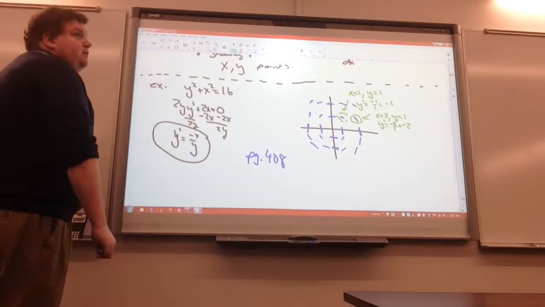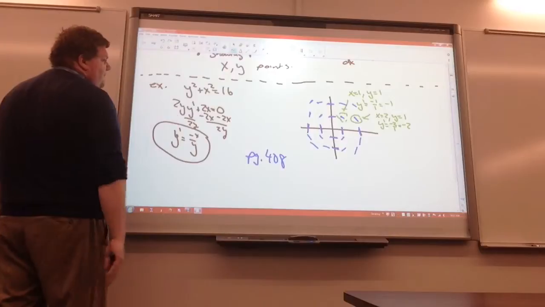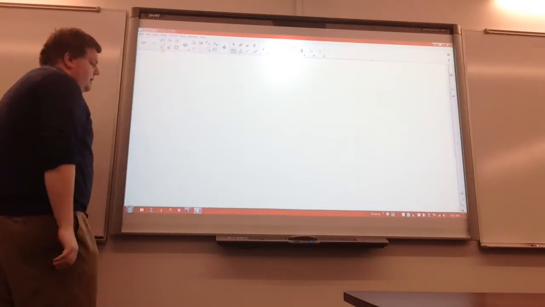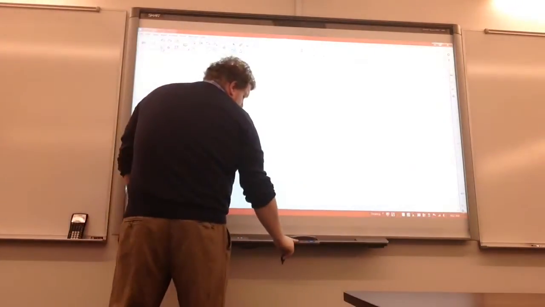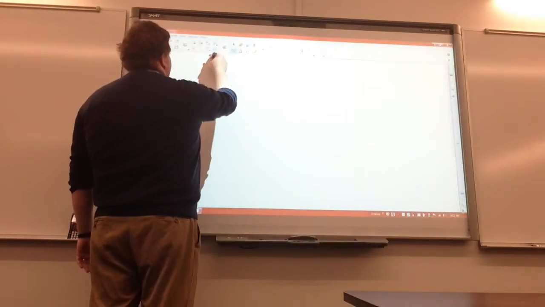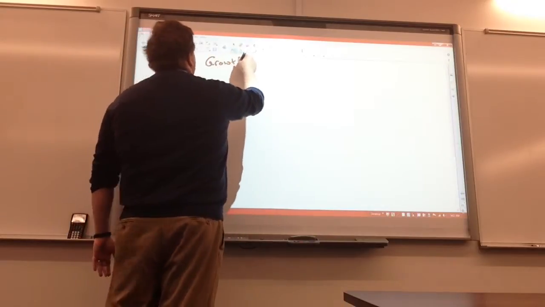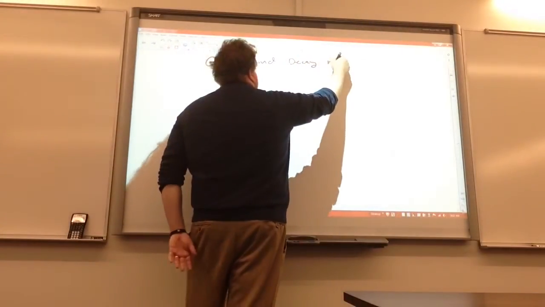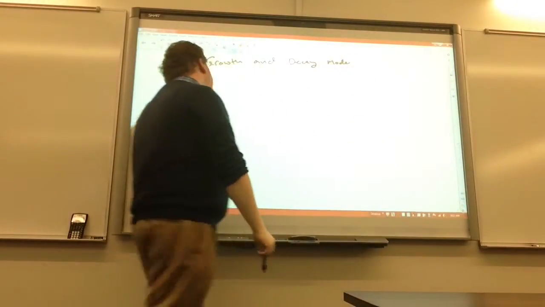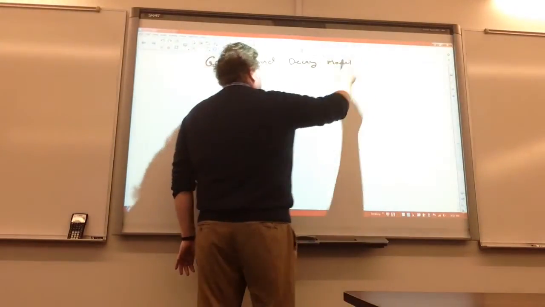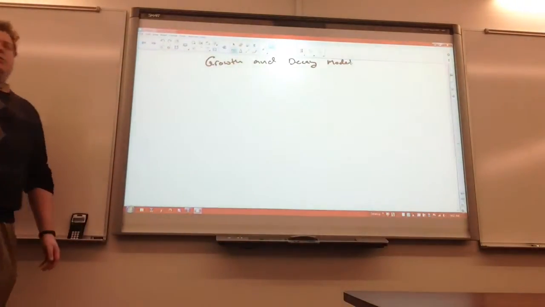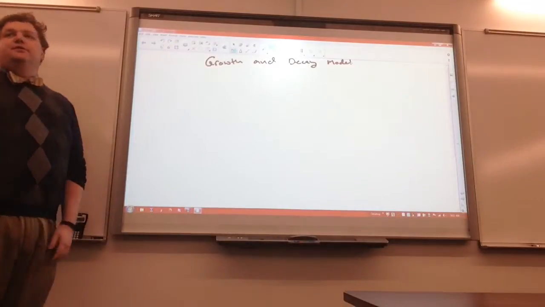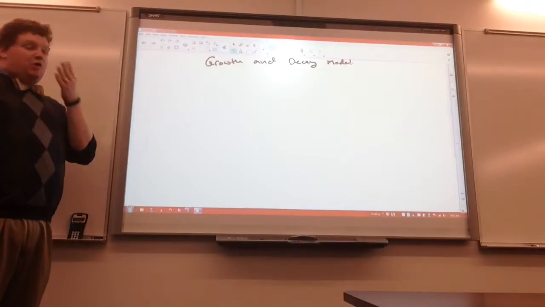In that case, what we're going to do for the rest of the class is talk about a particular use of differential equations, okay? This is what's known as the growth and decay model. Yes and no, but you should still know it, okay? Because this is a particular use of differential equations. So, growth and decay models, okay?